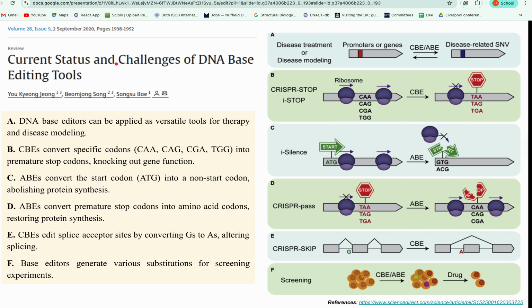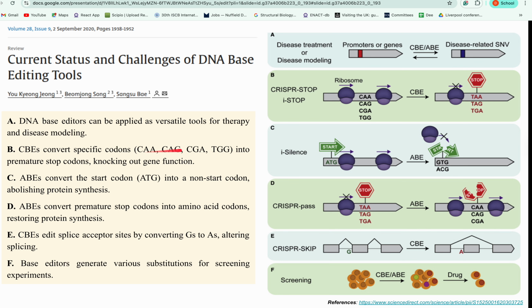Now we'll talk about the current status and challenges in the DNA-based editing tools. Although these DNA-based editors can be applied as versatile tools for therapy and disease modeling, these CBEs can convert specific codons like CAA, CAG, CGA, CGG into premature stop codons, because we know that cytidine deaminases convert cytosine into uracil. So if it is changed to U, then it will become UAA, UAG, UGA and UGG. So these are stop codons.